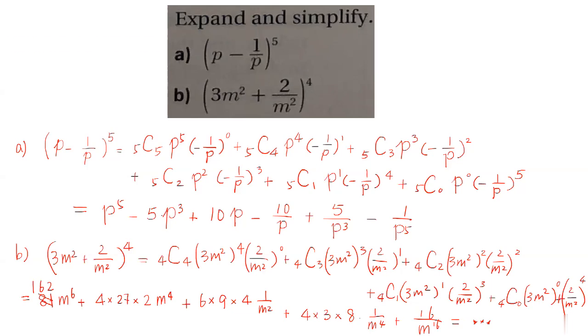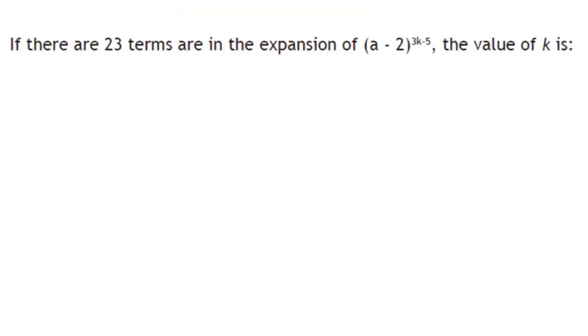No? Okay, let's see the next one. If there are 23 terms in the expansion of (a minus 2)^(3k minus 5), the value of k is what?